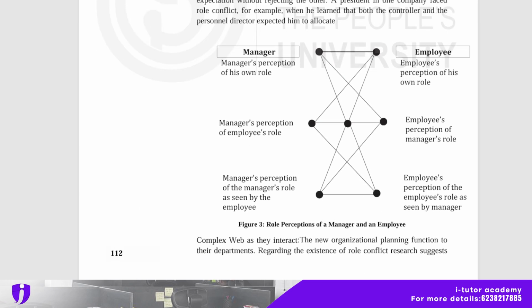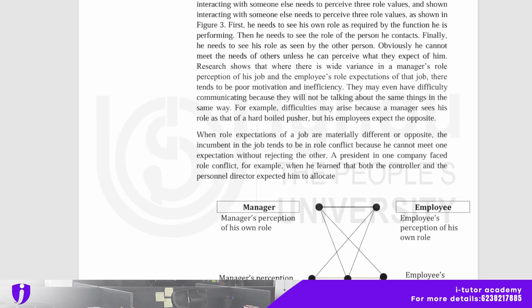So this is one figure, role perception of a manager and employee. Here is the manager's perception of his own role, manager's perception of the employee's role, and manager's perception of the manager's role, and here the employee's perception of his role. So like that. When role expectations of a job are materially different or opposite, the incumbent in the job tends to be in role conflict because he cannot meet one expectation without rejecting the other.